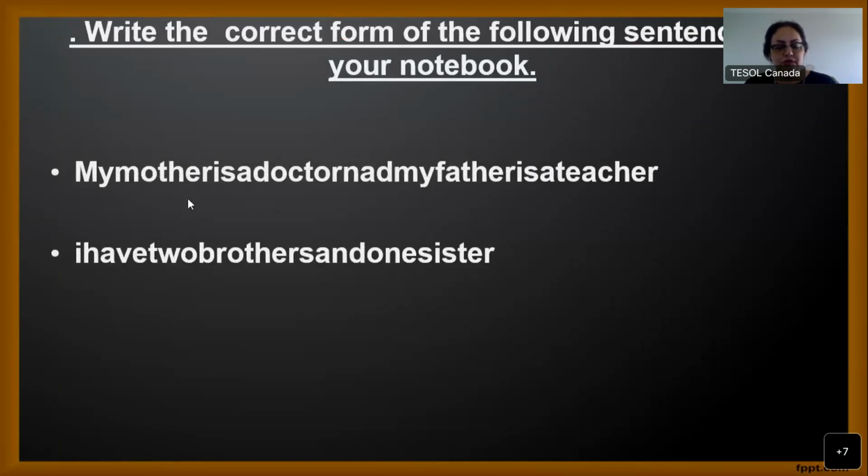Rewrite it in your notebook. What do students need to practice here? Punctuation? Yes, punctuation. And also, bravo, word space. My space, mother space, is space. You know, the words are too close. And starting with capital I. I have 2 brothers and 1 sister, so "I" should be in capital.